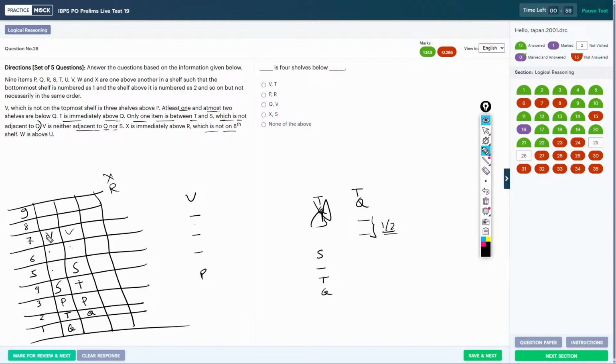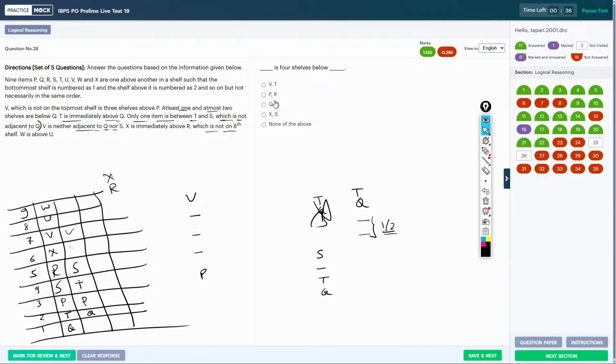S W is above U. And X is immediately above R. So I feel this is all right. P is 4 cells below. V, no. X is 4 cells below. None. Q is 4 cells below R.